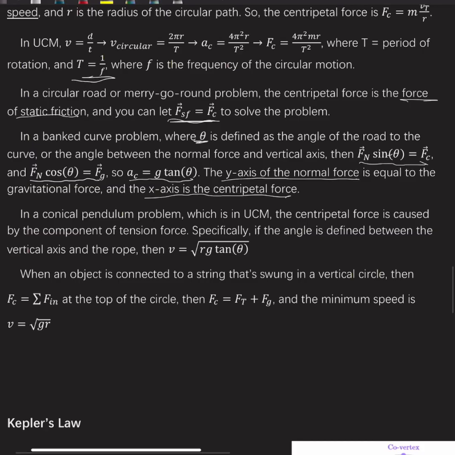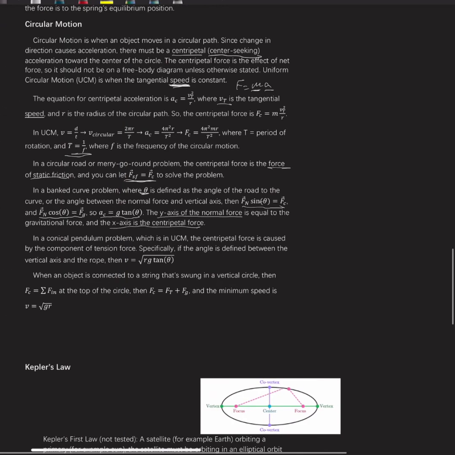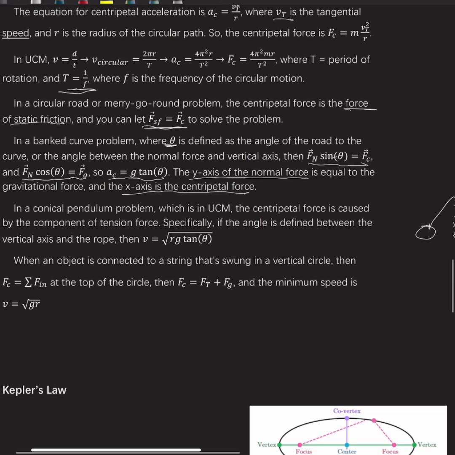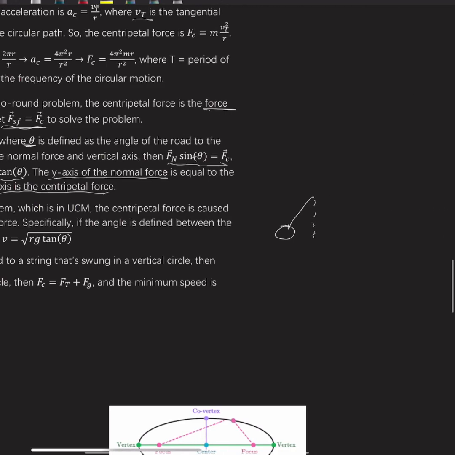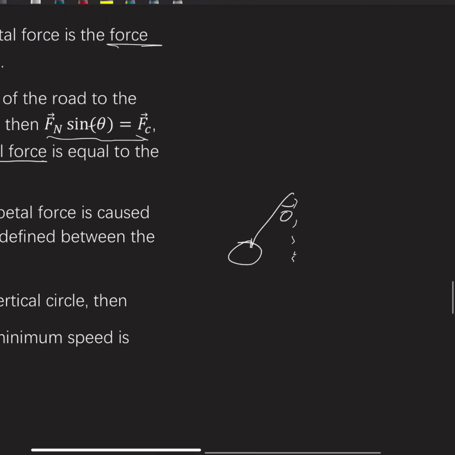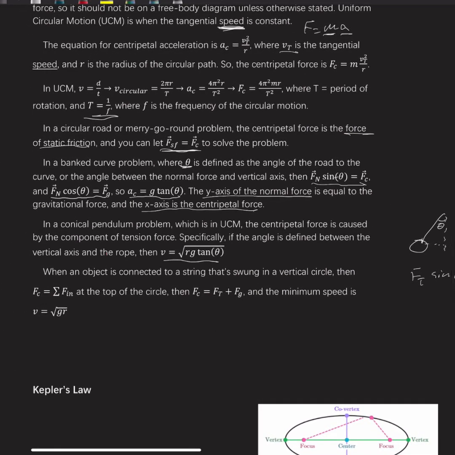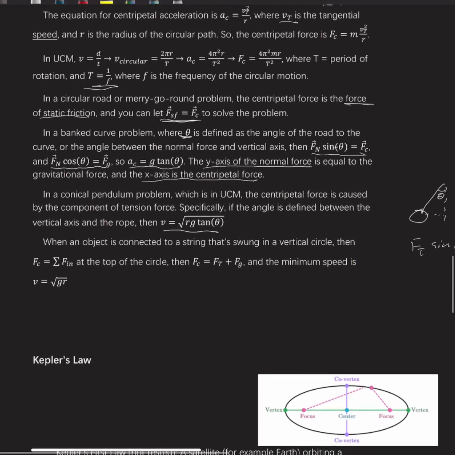In a conical pendulum problem, which will look something like this, an object hanging and swinging around in a circle, when it's in UCM, the centripetal force is provided by the component of the tension force. So if we have a theta here, then the centripetal force will be Ft sine theta. And the velocity, you can derive it, which is square root of r g tangent theta.